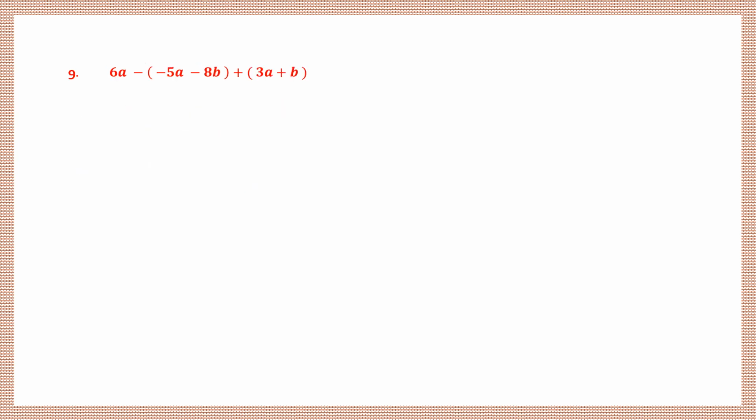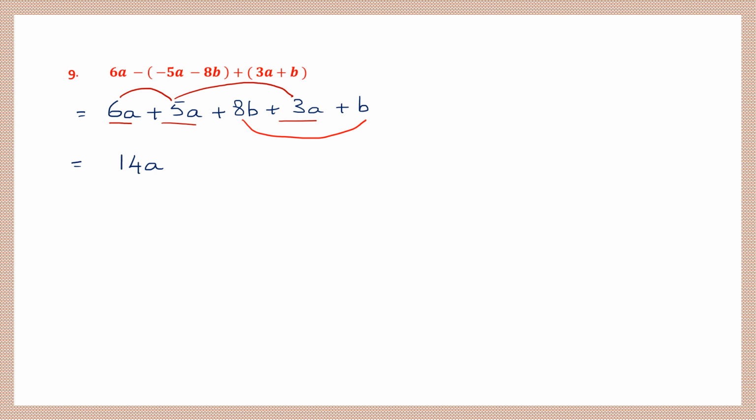Question 9, let's simplify, open brackets. So 6a, there is minus before a bracket, so change the sign of all the terms: plus 5a plus 8b. There's a plus sign, so no change: plus 3a plus b. Take all the a's together, so we have 6a plus 5a plus 3a. So add it up: 6 plus 5 is 11, 11 plus 3 is 14. So we have 14a, and then the b's: 8 plus 1 is 9. So that is 9b. So the answer to this question is 14a plus 9b.